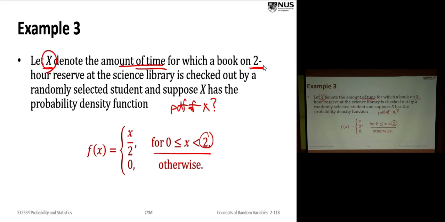Because the book has to be reserved for 2 hours. You can only check out for 2 hours, all right? You're supposed to return it within 2 hours. So that's why the definition here goes up to 2. All right?